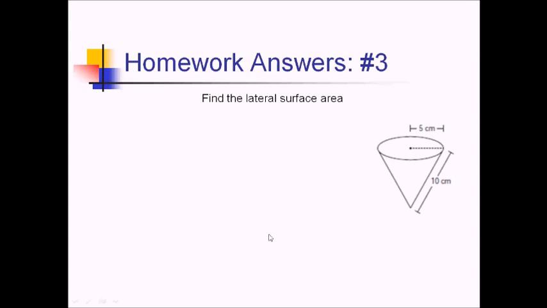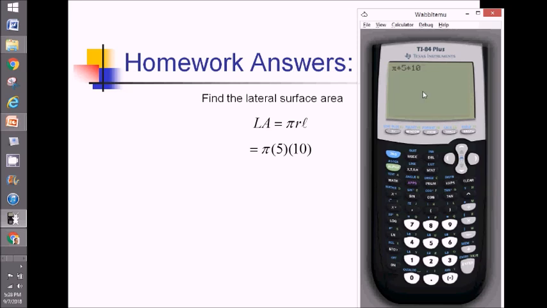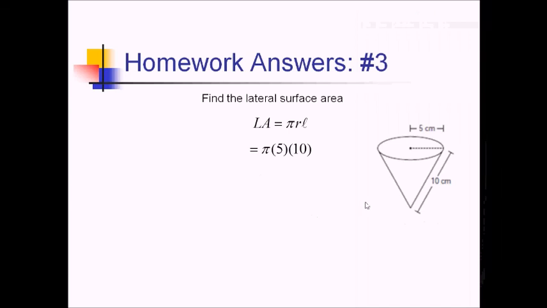For number 3, we want lateral surface area of this cone. So that's formula, we're going to have pi RL. So we have a radius of 5. They gave us the slant height of 10. So we've got pi times 5 times 10. And on the calculator, that comes out to about 157.1. And that's going to be in square centimeters.